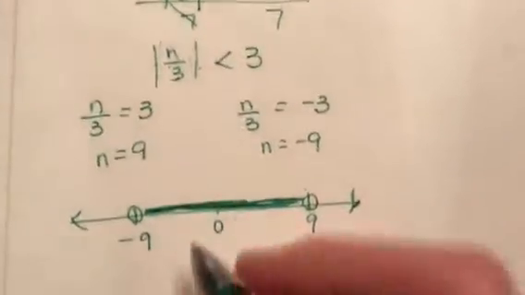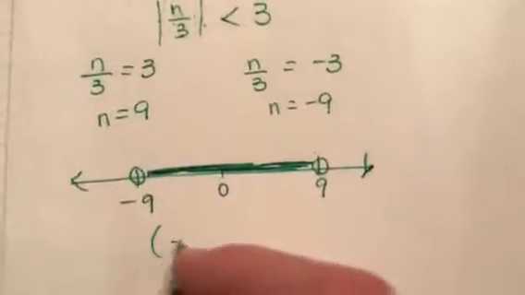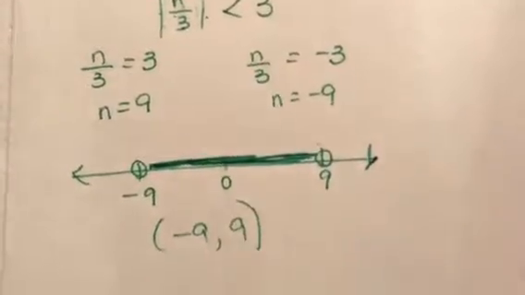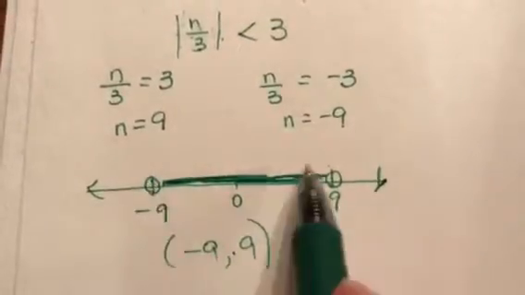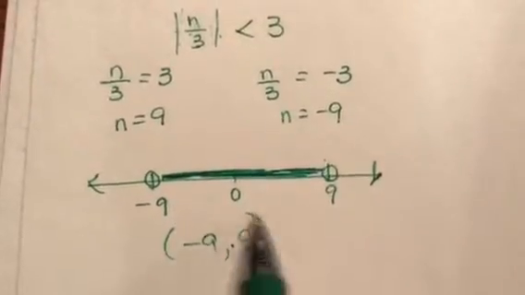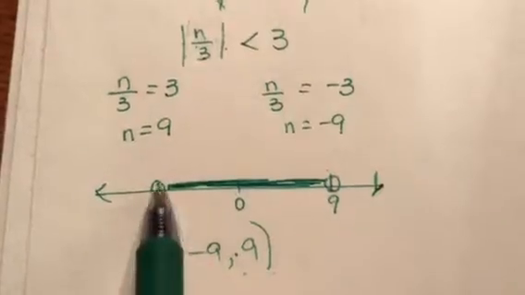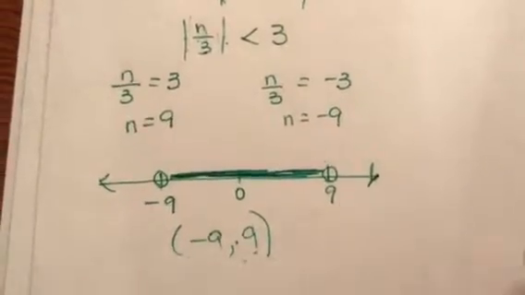When I do this in interval notation, it's going to be the numbers between negative 9 and 9. That's how you show that in interval notation. If these would be filled in, this would have been brackets. Okay, if they're open circles, they're parentheses.